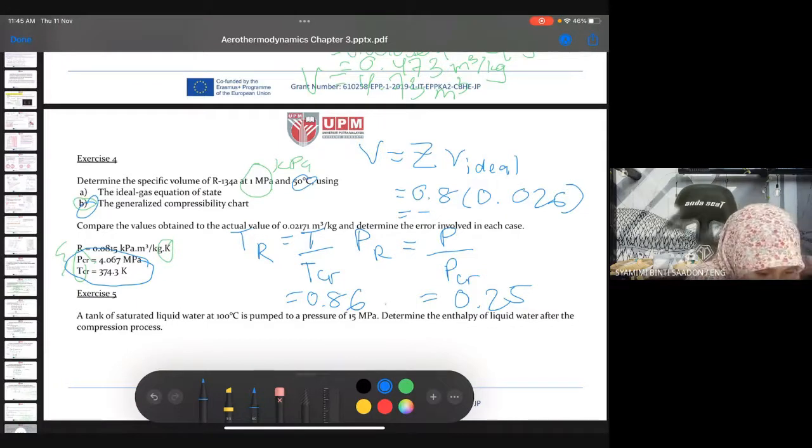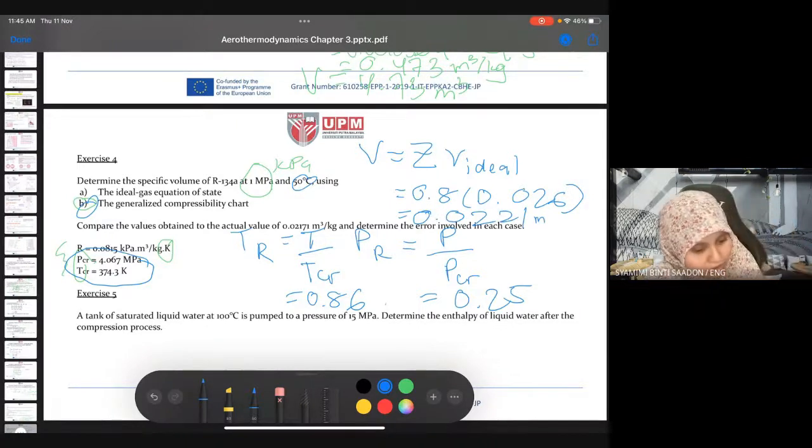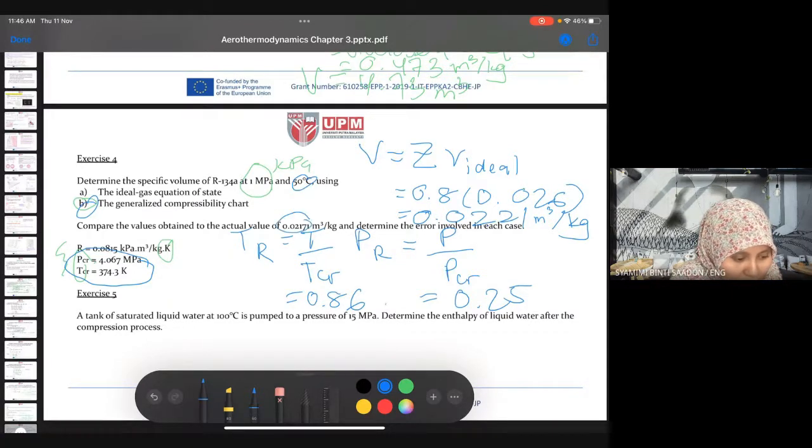So we get around 0.0221 meter cube per kilogram. Then, same as just now, we calculate the error, the difference between 0.0221 and the actual value given here, 0.0217. So we see the percentage. The difference is less than the first approach using the ideal gas. The error is only around 2% for this approach B, using the compressibility chart.